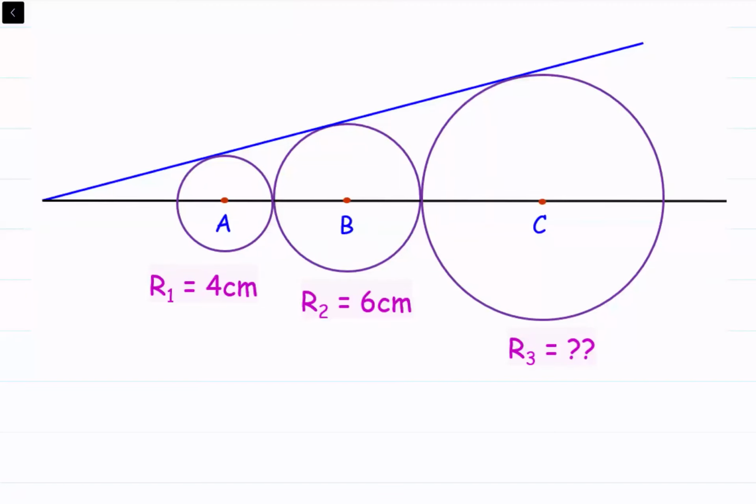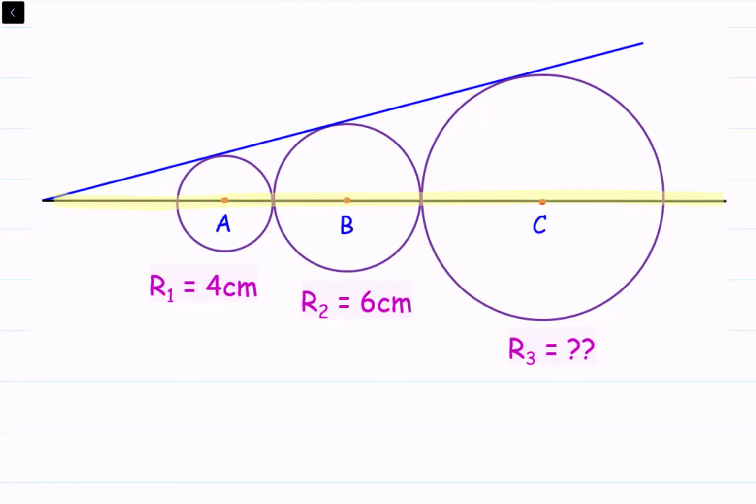So in this question, it's given that three circles are touching each other. Also, their centers are in one line. So on this black line, all the three centers are lying. And there is one common tangent for all the three circles. For the two smaller circles, the radius is given: R1 is 4 centimeter and R2 is 6 centimeter. We have to find the radius of the third circle.